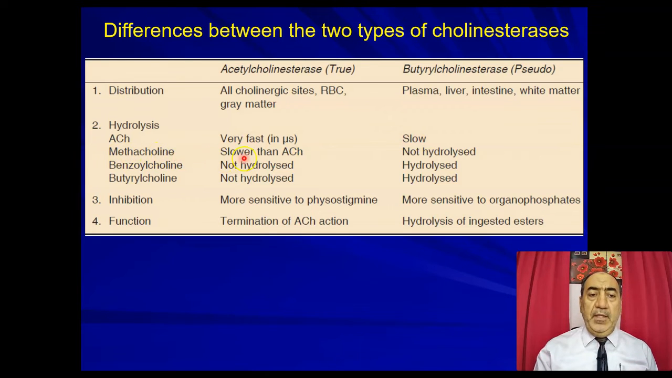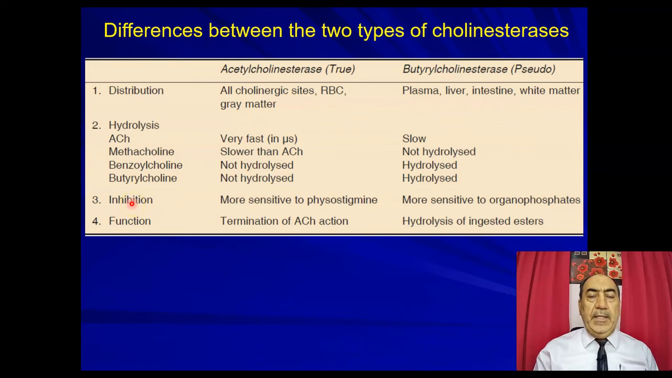However, methacholine is slower than acetylcholine and is not hydrolyzed by butyrylcholinesterase. Benzylcholine and butyrylcholine: butyrylcholine is hydrolyzed by butyrylcholinesterase, but not by acetylcholinesterase.